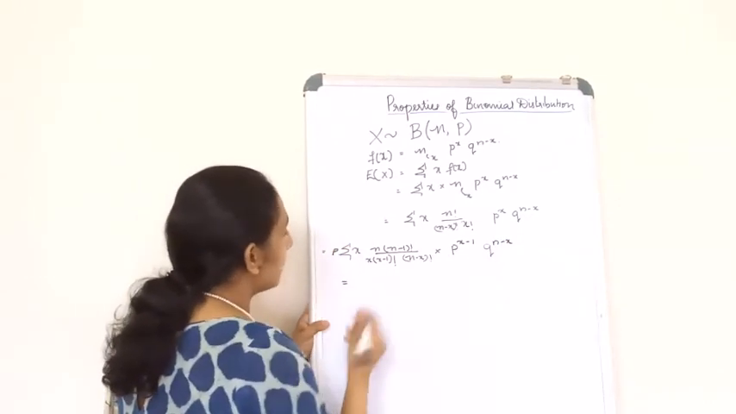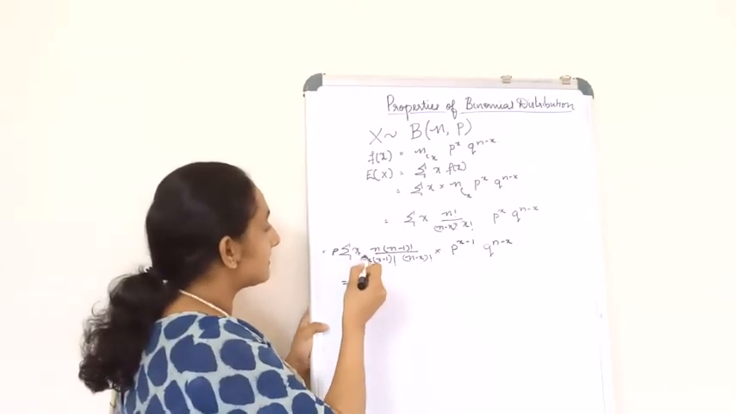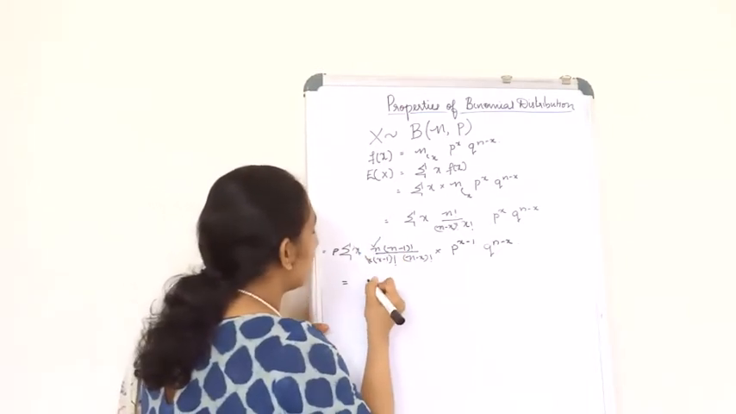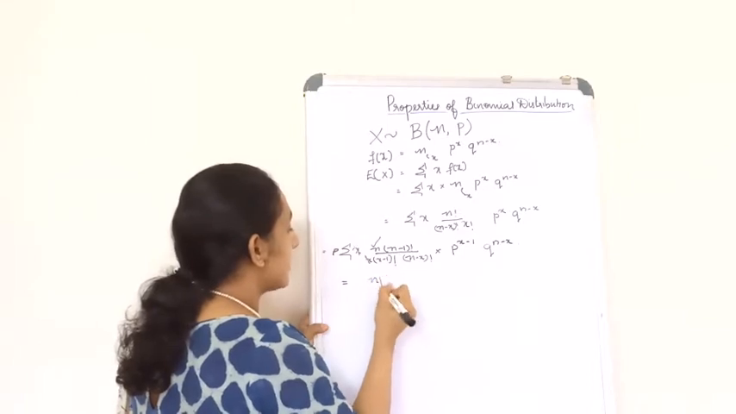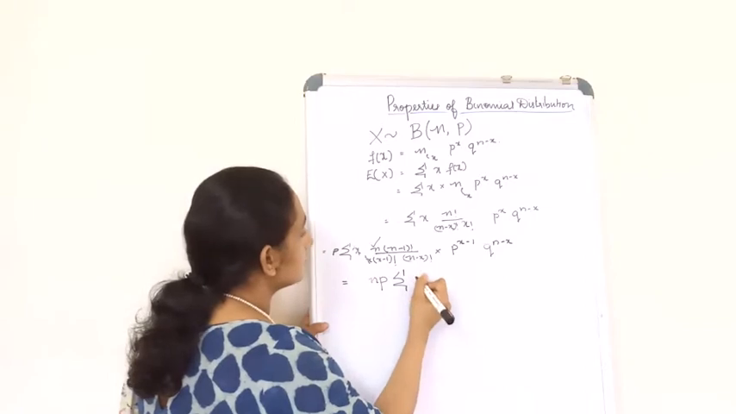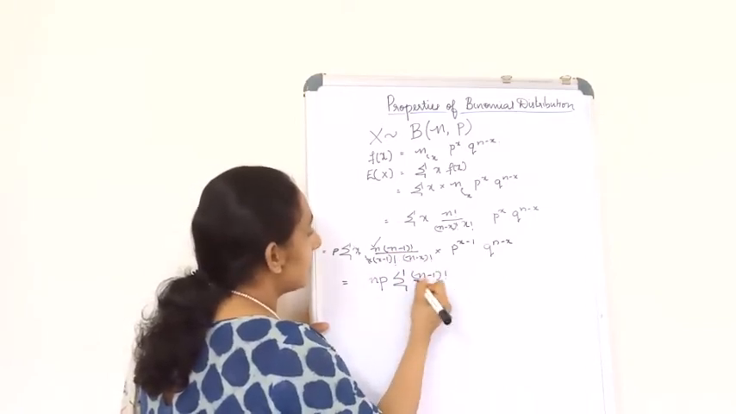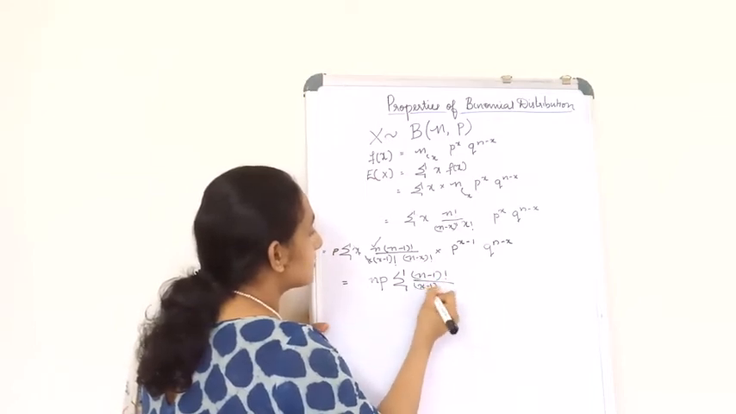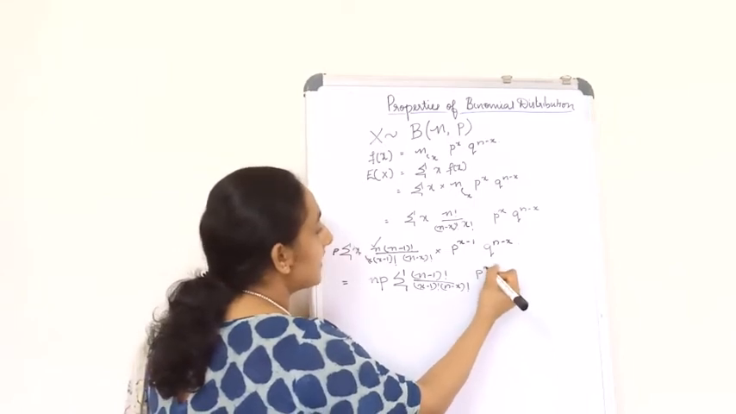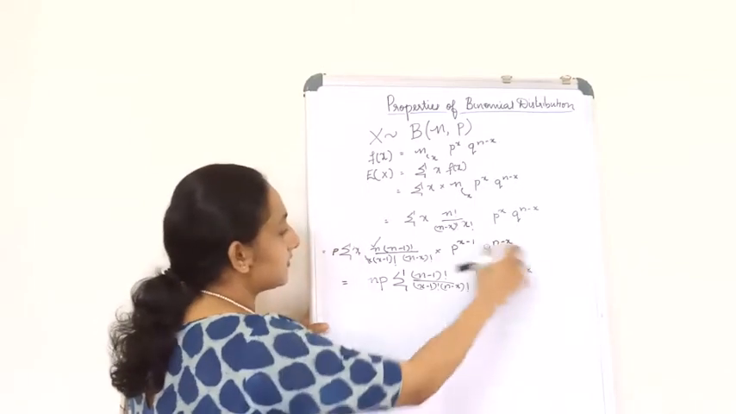Now I am going to cancel the common terms appearing in the numerator and the denominator. x and x get cancelled, and n is a constant, so I take n also outside. So I get np summation, the rest of the terms, n minus 1 factorial divided by x minus 1 factorial, n minus x factorial, p raised to x minus 1, q raised to n minus x. This is what we get.